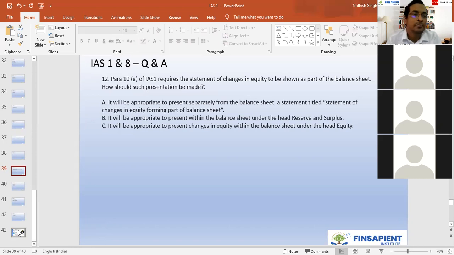Are you reading? Yeah. Just 3 more questions. It should be A. Yes. Are you all happy? So para 10A of IAS 1 requires you to provide the statement of changes in equity as part of the balance sheet.